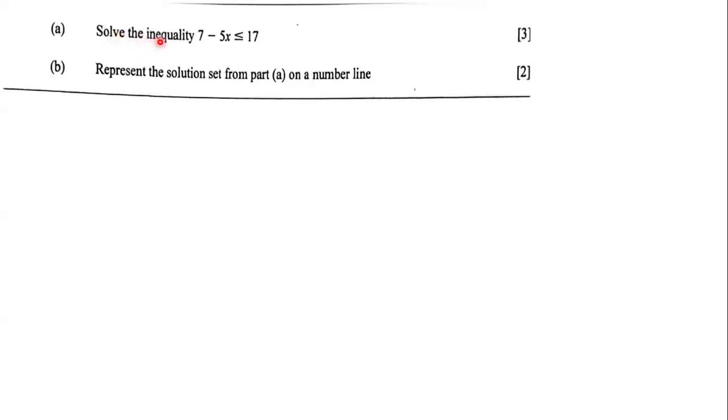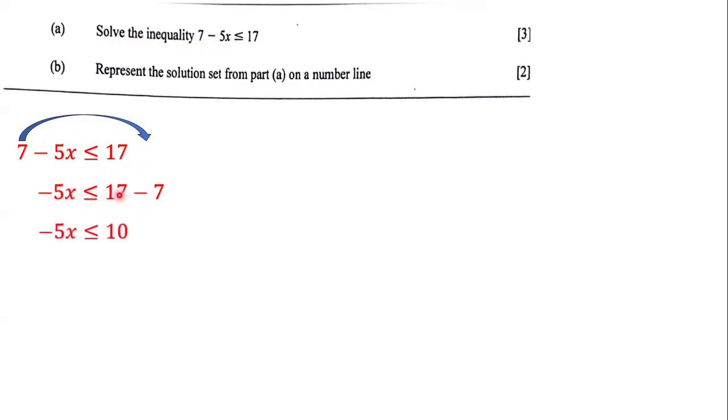Solve the inequality, 7 minus 5x is less than or equal to 17. Let's begin. The first thing that we're going to do is take 7 and send it over. What we have here is a positive 7, but when we send it over the inequality sign, we have negative 7. And so we have negative 5x is less than or equal to 17 minus 7.